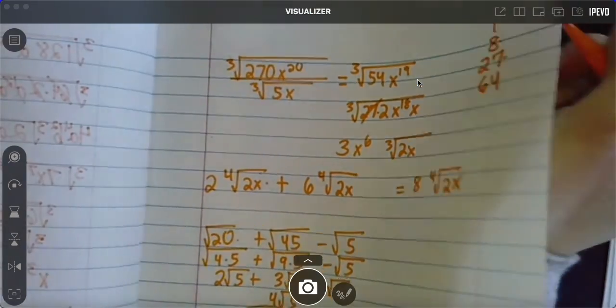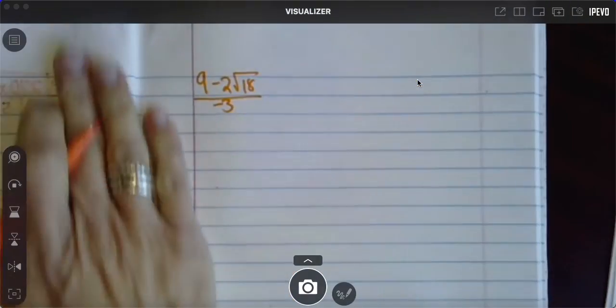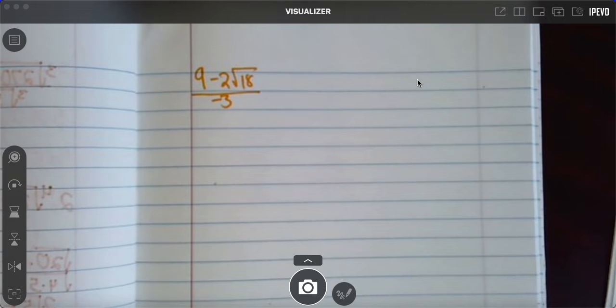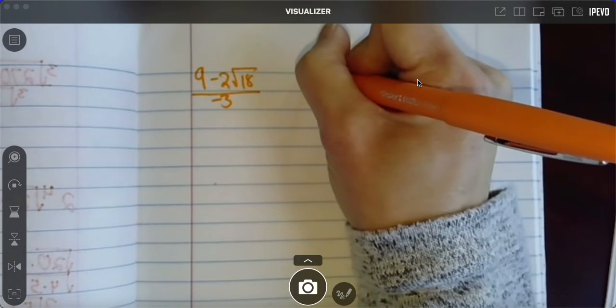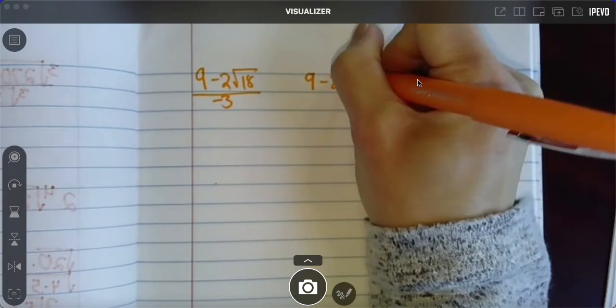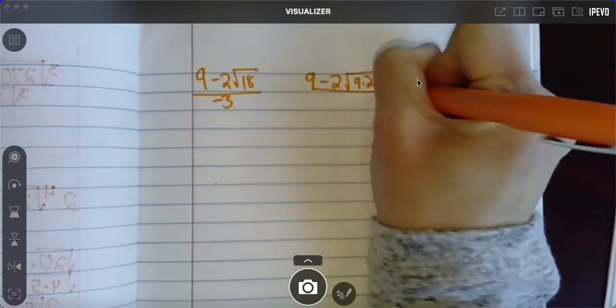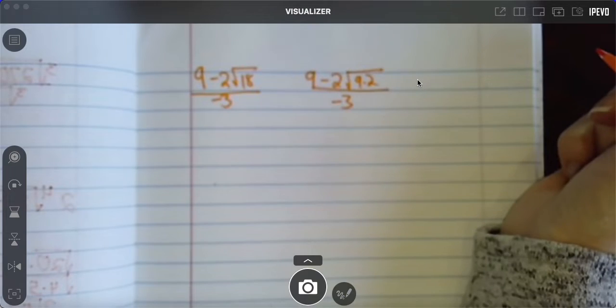Divided by a negative 3. Okay. The square root of 18, that's what we need to do something with, right? What goes into 18 that's a perfect square? 9. Okay, so the square root of 18 is actually 9 times 2. Yeah, that's right.